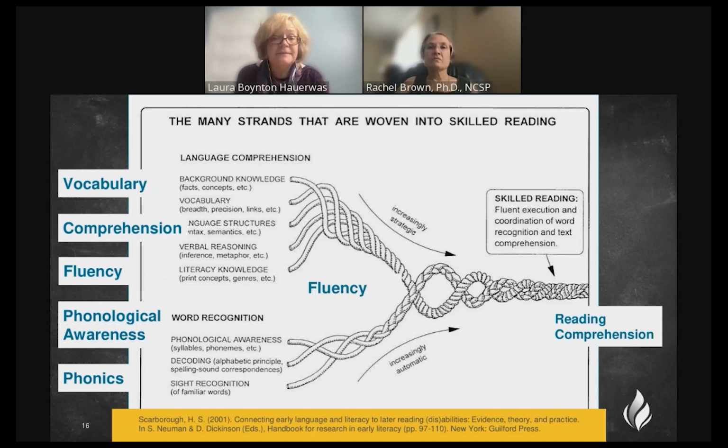At the bottom of this graphic is the word recognition strands, where we see the phonological awareness, the phonics, the decoding, the encoding, and our sight word knowledge. All of these come together. These strands are woven together, building automaticity and strategicness to be a fluent reader. Fluent reading leads us to skilled reading, in which we're bringing together what we know about comprehension and what we know to be able to recognize words, to be able to understand what we're reading.